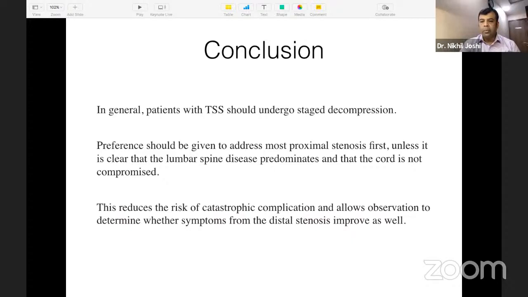You have one more paper, I think, is it? Yes. So I think we should discuss this and then go for the next paper? Yeah, that's fine. No problem.